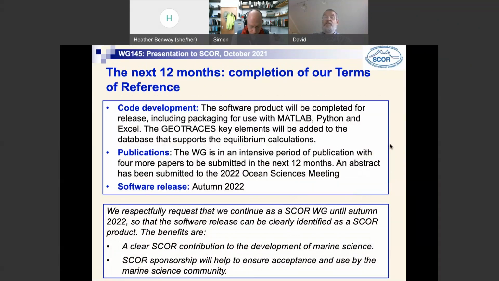The next 12 months will see the completion of our SCOR terms of reference with the release of the freely available software for chemical speciation modeling. We request that we retain our status as a SCOR working group until autumn next year, so the software can be released as the product of a SCOR activity. In addition to highlighting a SCOR contribution to marine science, we believe that SCOR's prestige will foster acceptance and use by the marine science community. Next slide.